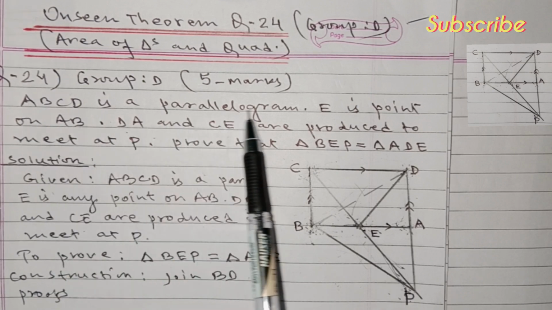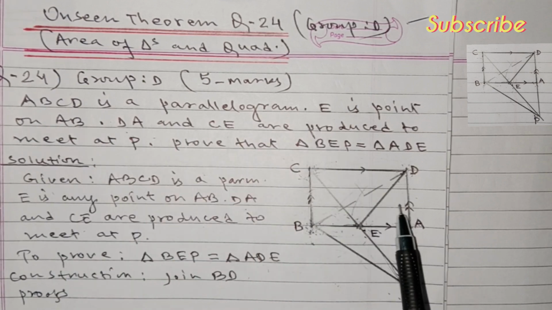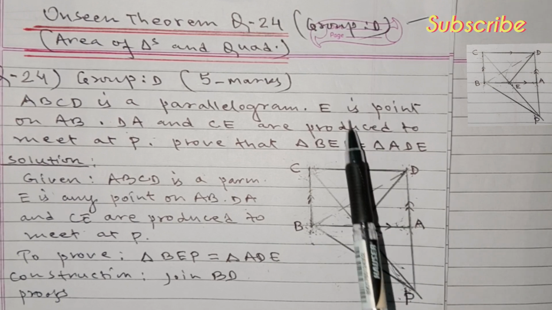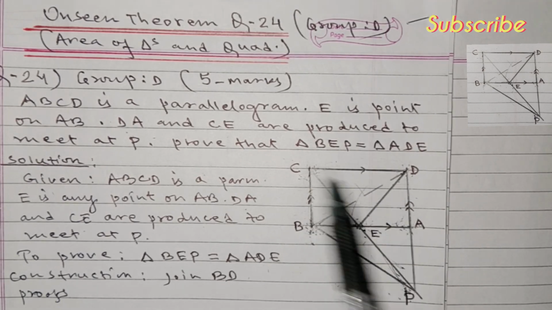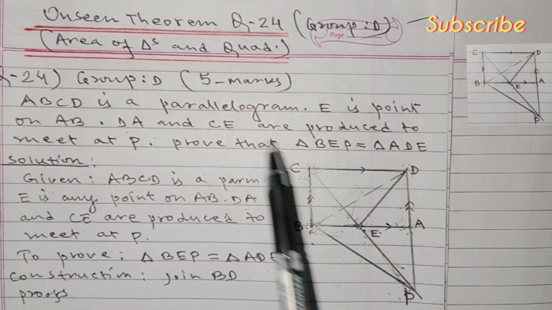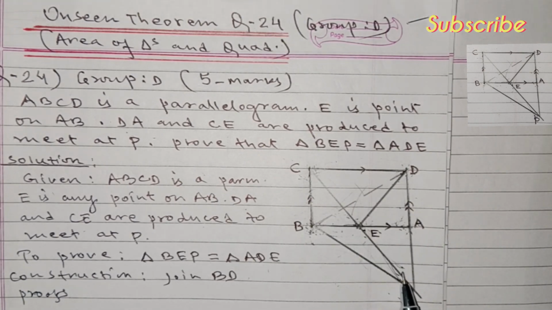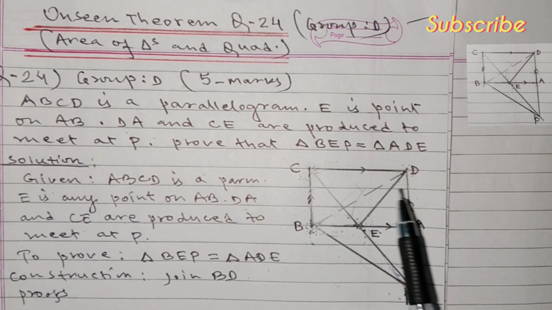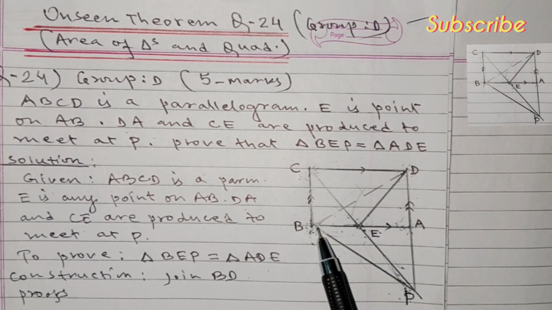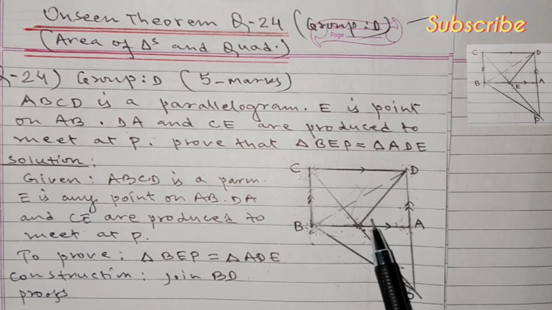The question is: ABCD is a parallelogram. E is a point on AB. DA and CE are produced to meet at P, and we have to prove that area of triangle BEP is equal to area of triangle ADE.